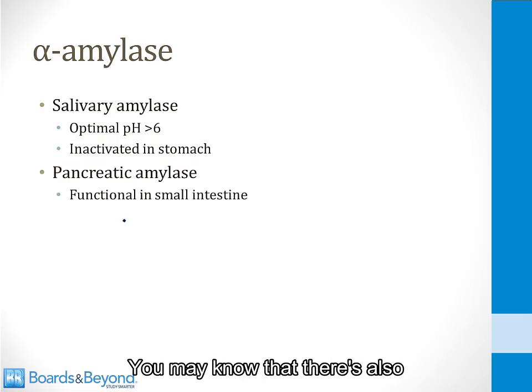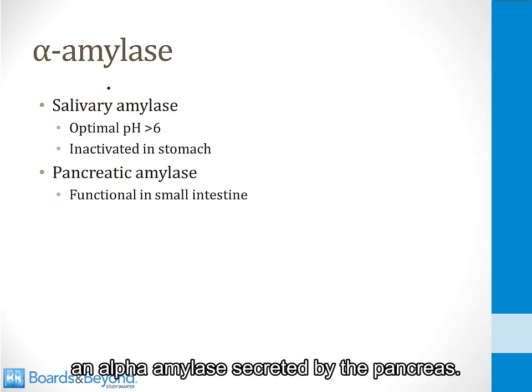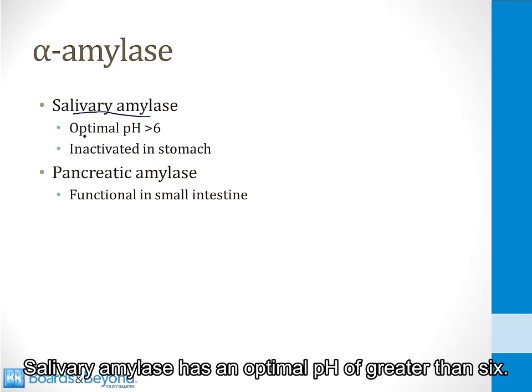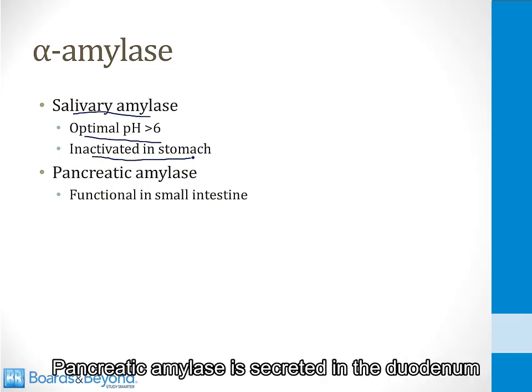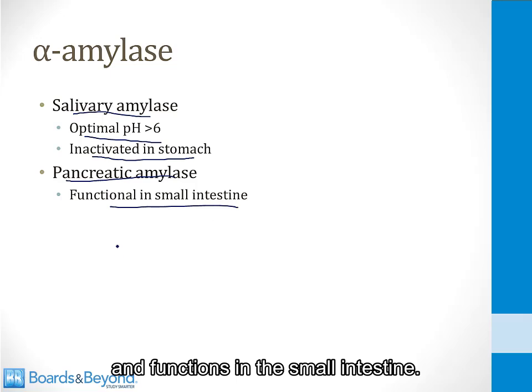You may know that there is also an alpha amylase secreted by the pancreas. Salivary amylase has an optimal pH of greater than 6, so when it reaches the stomach it becomes inactive. Pancreatic amylase is secreted in the duodenum and functions in the small intestine.